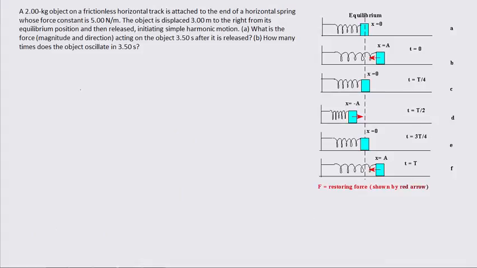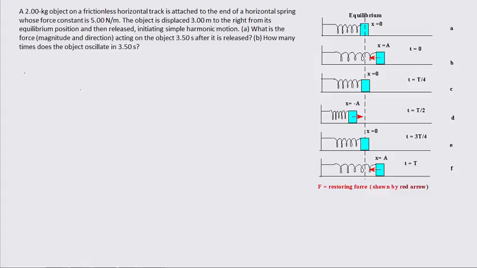In our second example, it states that a 2 kilogram object on a frictionless horizontal track is attached to the end of a horizontal spring whose force constant is 5 newtons per meter. The object is displaced 3 meters to the right from its equilibrium position and then released, initiating a simple harmonic motion. What is the force, magnitude, and direction acting on the object 3.5 seconds after it is released?